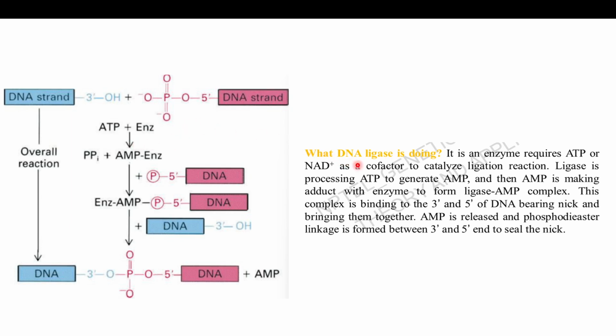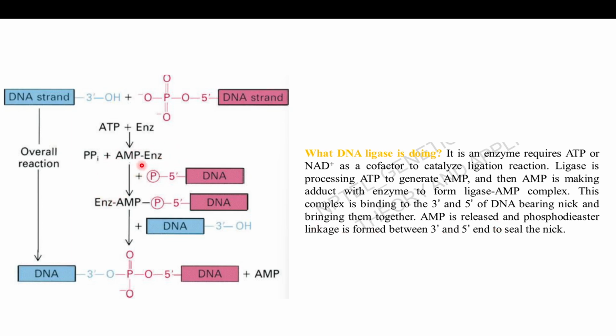Now, this particular enzyme, DNA ligase, uses ATP to form an AMP-enzyme adduct and releases pyrophosphate, PPi. This ligase-AMP complex is the one being referred to. This complex binds to the 3' and 5' ends of DNA bearing a nick and brings them together. When those two ends are brought together, AMP is released and a phosphodiester linkage is formed between the 3' and 5' ends to seal the nick.